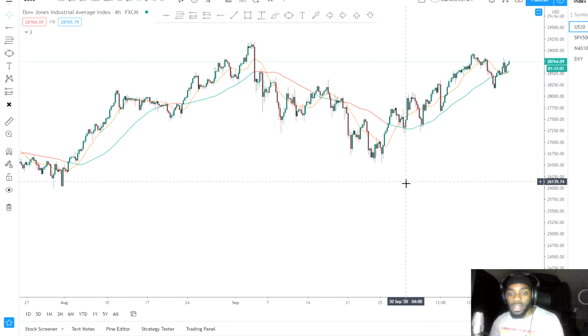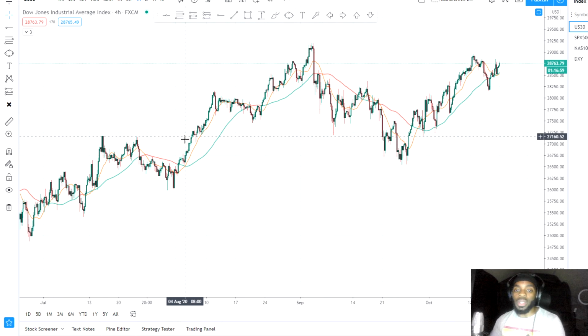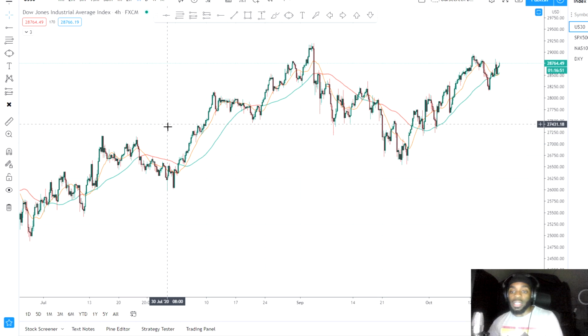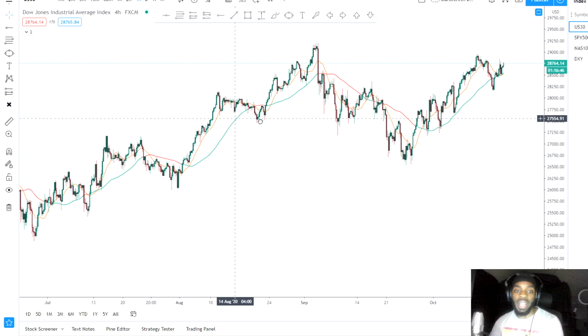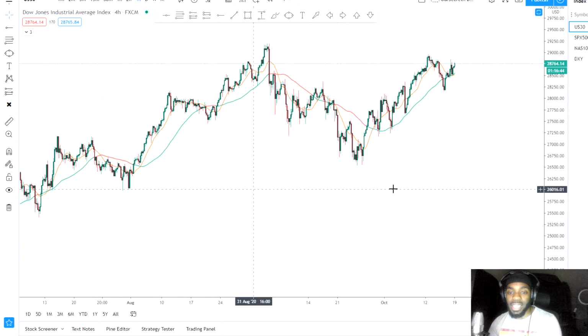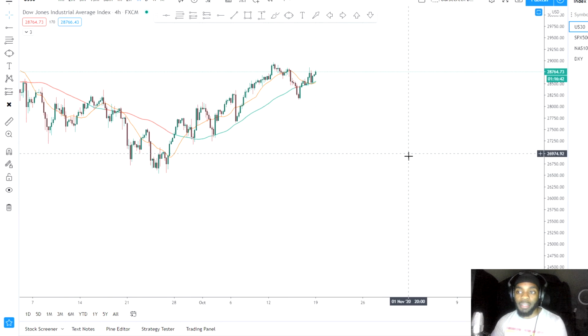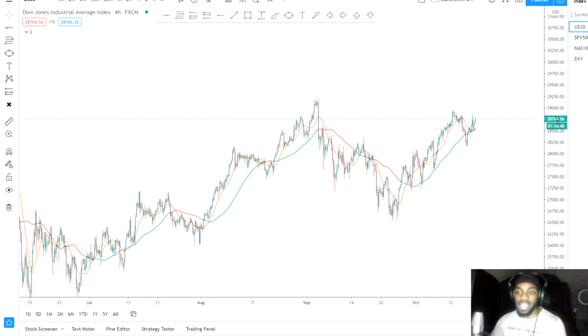All right, so the very first thing that we are going to do is look at the big picture, because we have to start off from the higher time frame to identify the trend. So if you guys look here, I am currently on my 4-hour time frame, and I am just looking to see exactly where the trend is at.